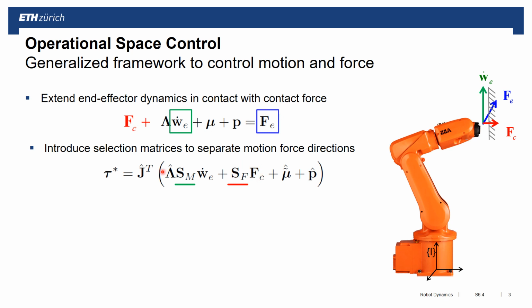And then we get Fe with this. So what we see here, this part in here, is nothing else than Fe, and if we pre-multiply it with the Jacobian transpose mapping, we get the desired torque that we have to apply to our system. So you see here the complete controller.